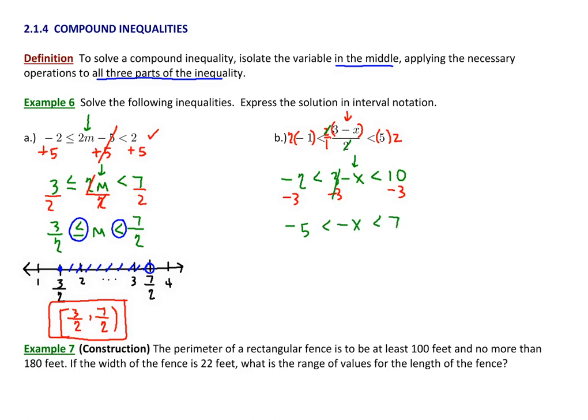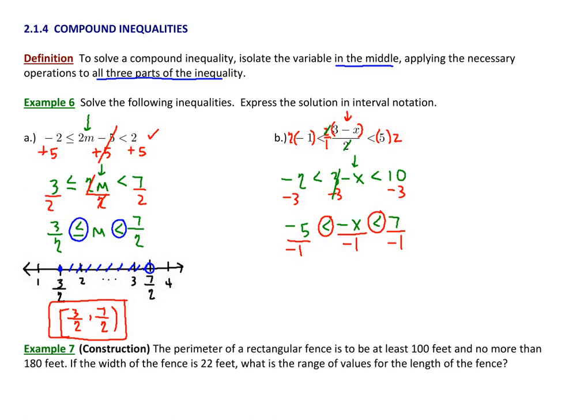To finish off, we need to clear the variable's coefficient, so I'm going to divide all three parts by -1. Okay, I hope you have alarm bells going off in your head because I'm applying a negative to all three parts of this inequality. Remember, if you multiply or divide by a negative, you have to reverse the direction of the inequality. So in this case, we're going to reverse both inequalities. I'm going to circle them to make sure I carry that plan out.